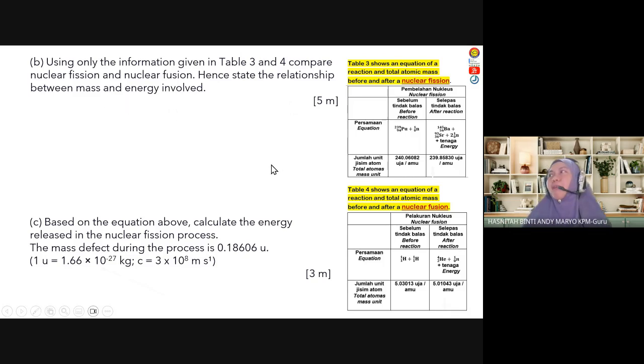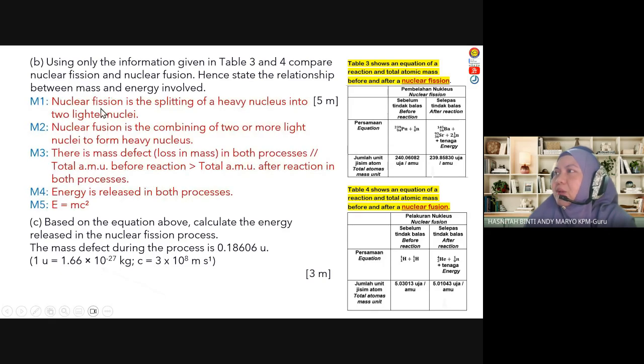How to make a comparison here between table 3 and table 4? First, you can compare the process. What is nuclear fission? It is the splitting of a heavy nucleus into two lighter nuclei. And nuclear fusion is the combining or fusing of two or more light nuclei to form a heavy nucleus.